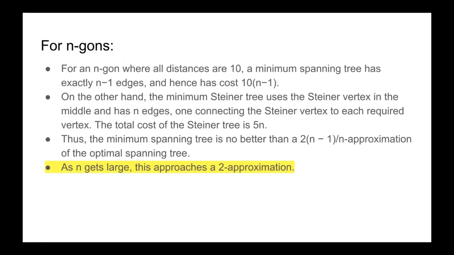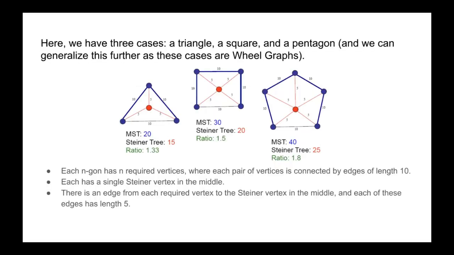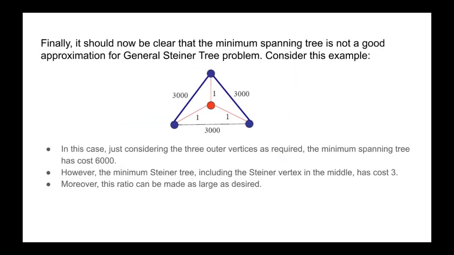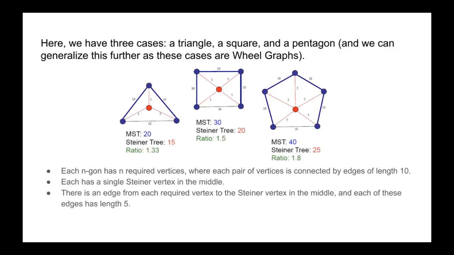So for an n-gon, like a polygon, where all distances are 10, a minimum spanning tree has exactly n minus 1 edges, right? And hence the cost would be 10 times (n minus 1). On the other hand, the minimum Steiner tree, which uses the Steiner vertex here in the middle, has n edges. Our connecting Steiner tree connects each required vertex, as you can see here.